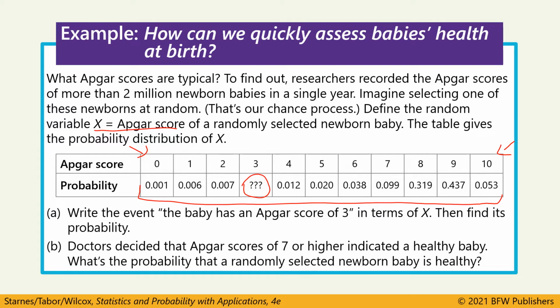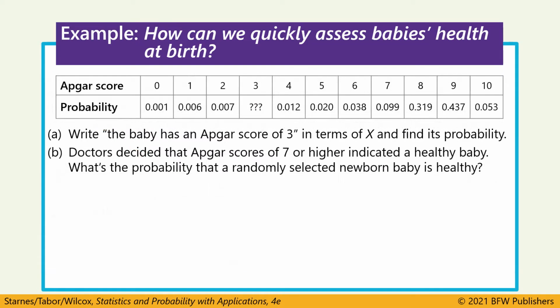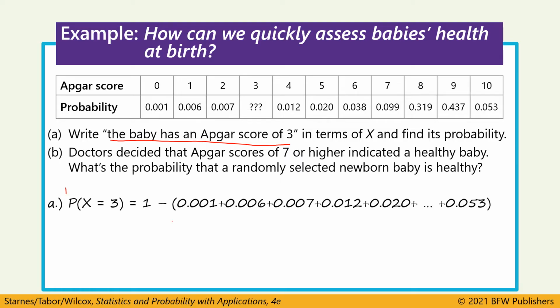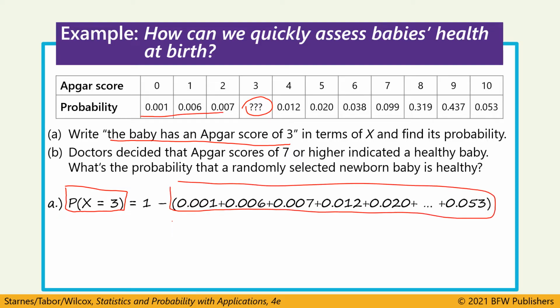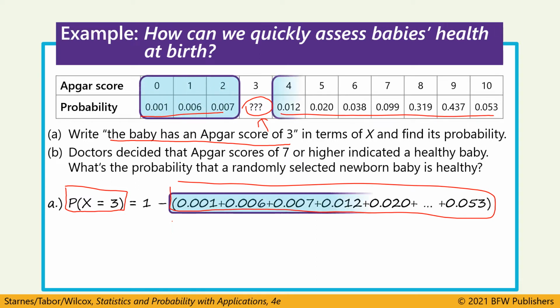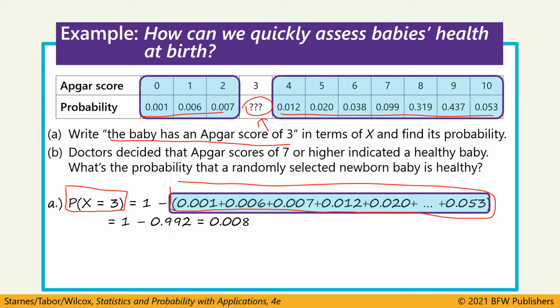All right, so to start, we're going to write the event the baby has an Apgar score of 3 in probability notation and find its probability. To write this statement, the baby having an Apgar score of 3, in probability notation, we can just write it as P of x equals 3. Since that's the only value that's missing from our table here, we can figure out what it is by using the complement rule. All of the other things added together, which are all of these other boxes, leave a leftover value of whatever that cell equals. So in this case, we get 0.008.